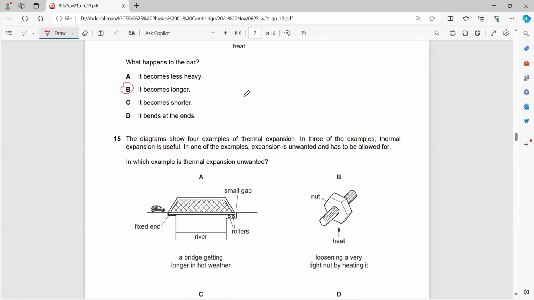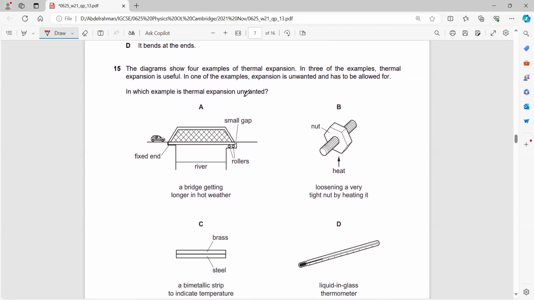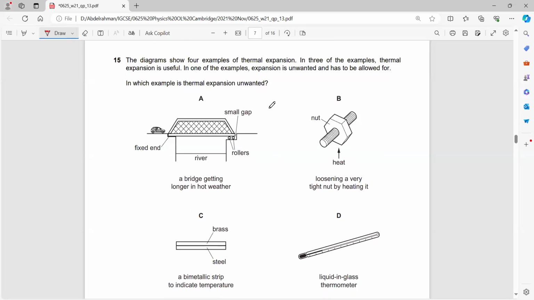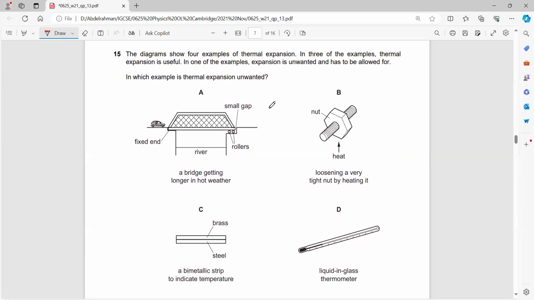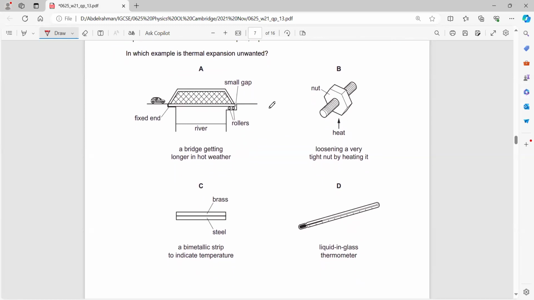The diagram shows four examples of thermal expansion. In three of the examples, thermal expansion is useful. In one of the examples, the expansion is unwanted. Which of these expansions is unwanted? It's quite easy. Yes, definitely it is A. We do not want the expansion of the bridge.